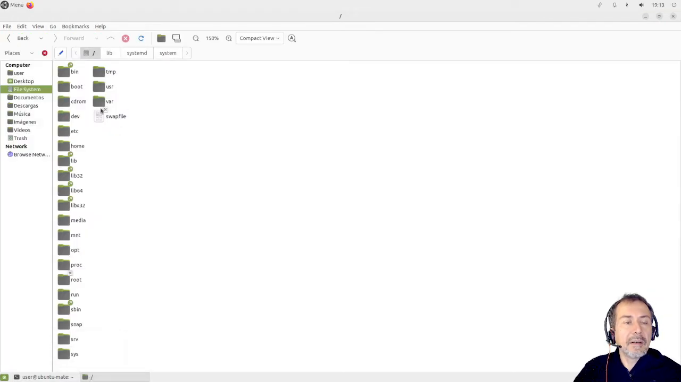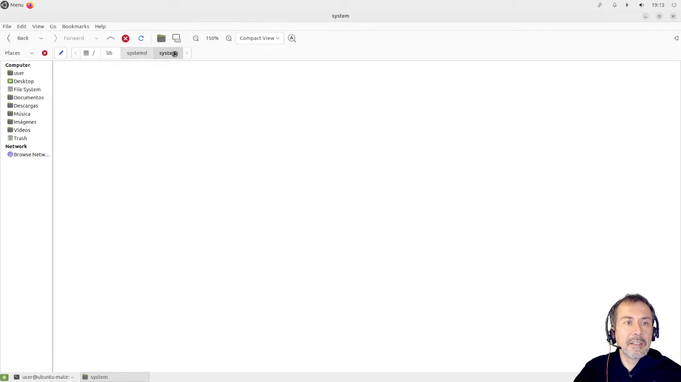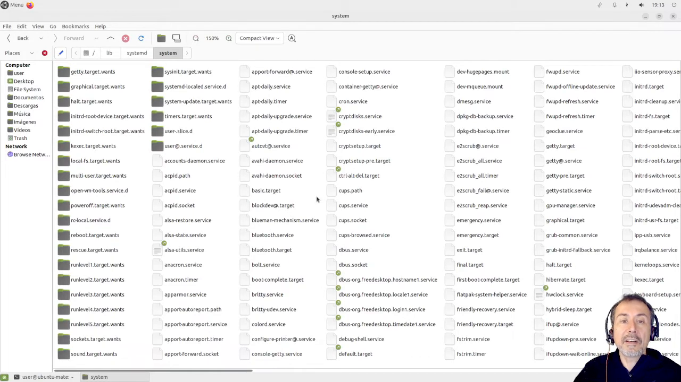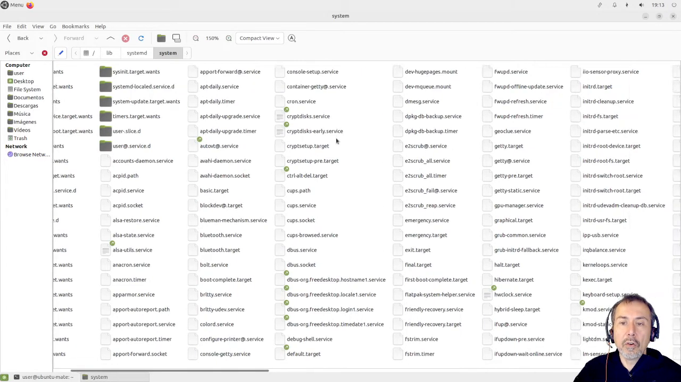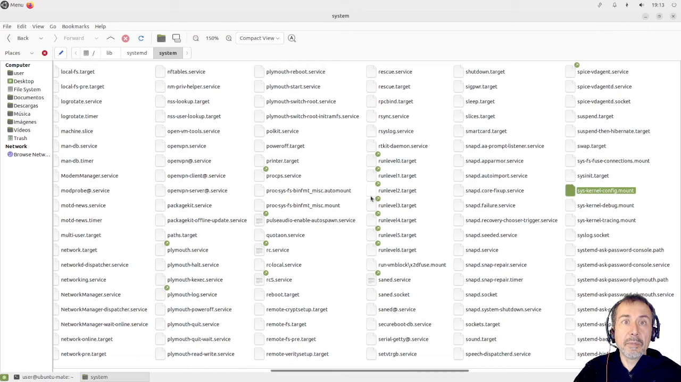In systemd, we have different places where unit information is, but the main one is probably this: in /lib/systemd/system. Okay, in this directory we have a lot of text files. All these are text files that end with .service, .target. For example, we have mounts here. Those are the service files.